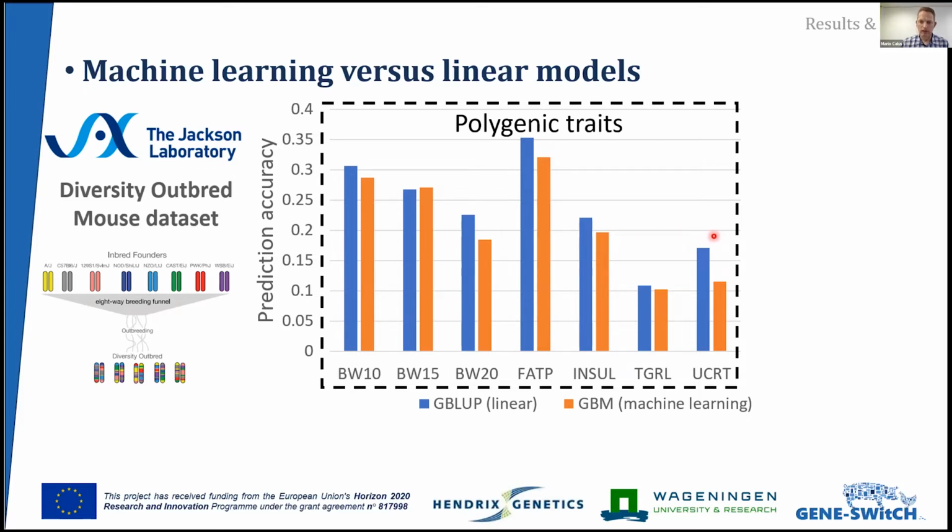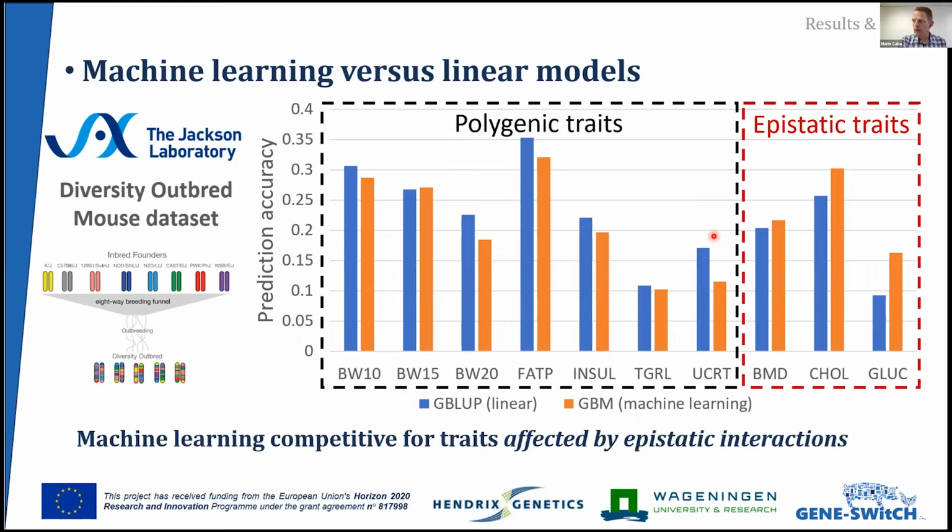But interestingly, in addition to those polygenic traits, there was also a number of traits that were known to be affected by epistatic interactions. When we looked at those, we found that the machine learning model had a higher prediction accuracy than the linear model, which fitted the expectations, because machine learning models are more flexible and should implicitly be able to model interactions between loci. So this really seems to work. That was a really nice result.